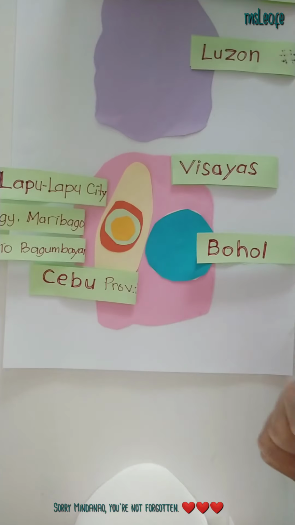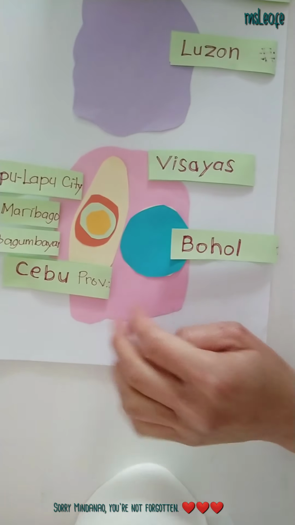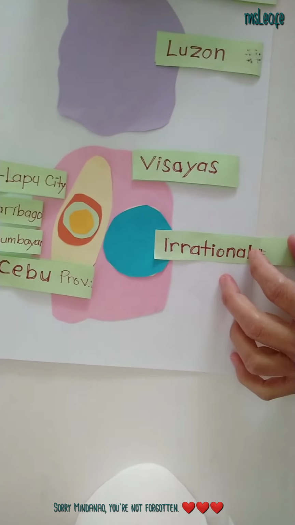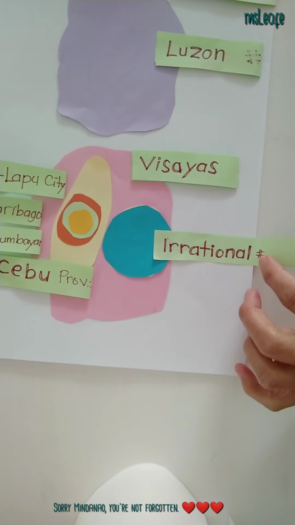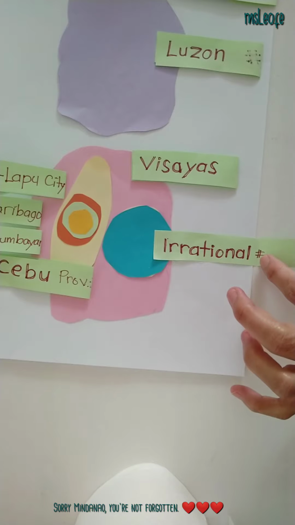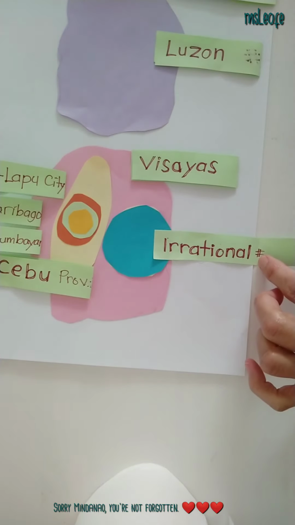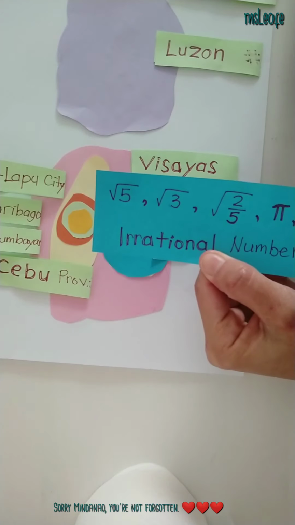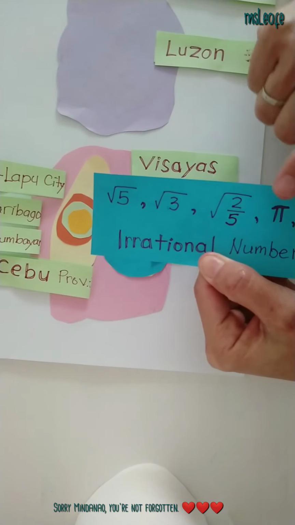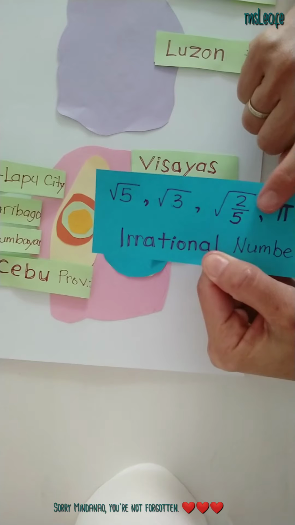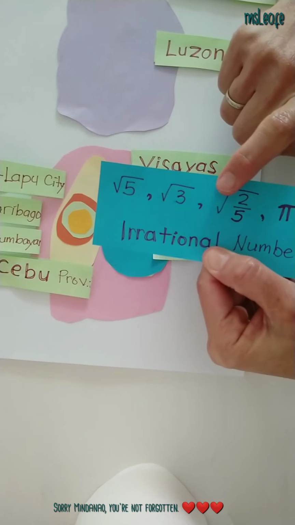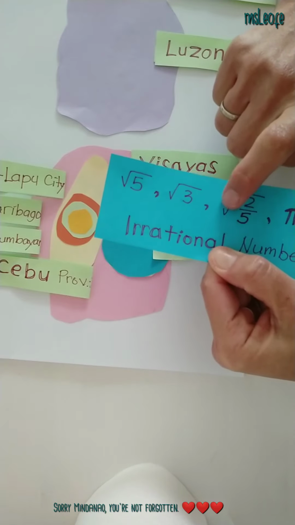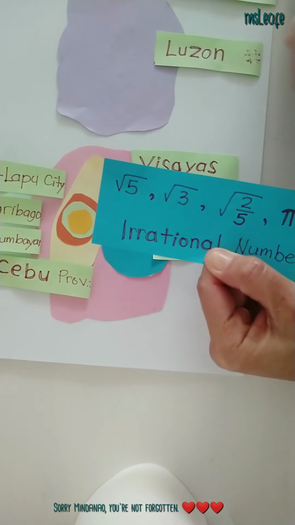Now that we're done with the province of Cebu, let's go to the province of Bohol. The province of Bohol represents irrational numbers. Irrational numbers are decimals that cannot be written in the form of a fraction, such as square root of 5, square root of 3, square root of 2 over 5. Though it's a fraction, the decimal form cannot be made into a fraction. This one is a fraction, but with a square root, so they're not the same.